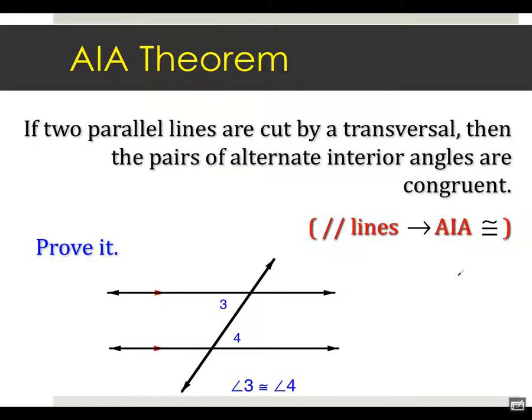Okay. 1, 2, 5, alpha, beta, and what's that last one? Gamma, or fishy on his head. Okay. So why are angles 3 and 4 congruent?